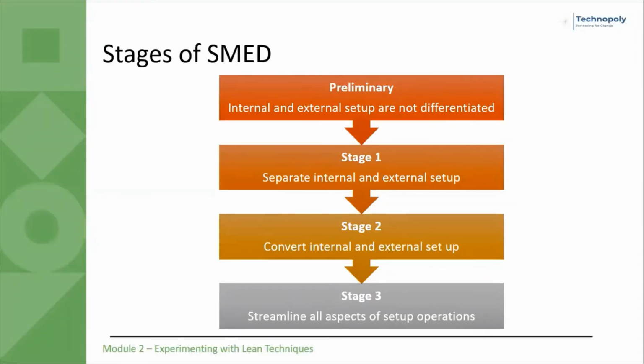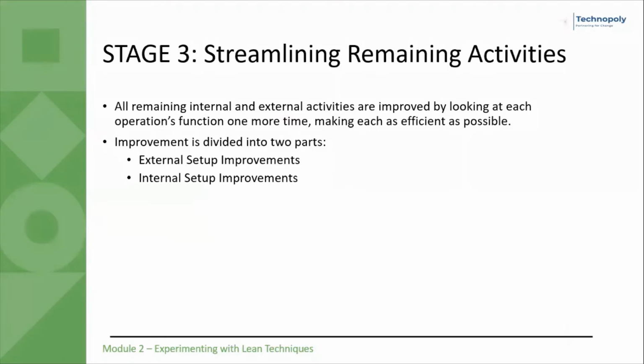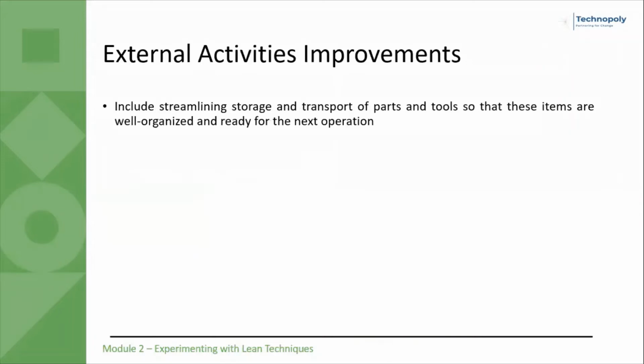We now enter the last stage, streamline all aspects of the setup operation. In this stage, all remaining internal and external activities are improved by looking at each operation's function one more time, making each as efficient as possible. Improvement is divided into two parts, external activities improvement and internal activities improvement. External activities improvement usually includes storage and transportation of parts, tools, and other items required for the changeover so that these items are well organized and ready for the next operation.